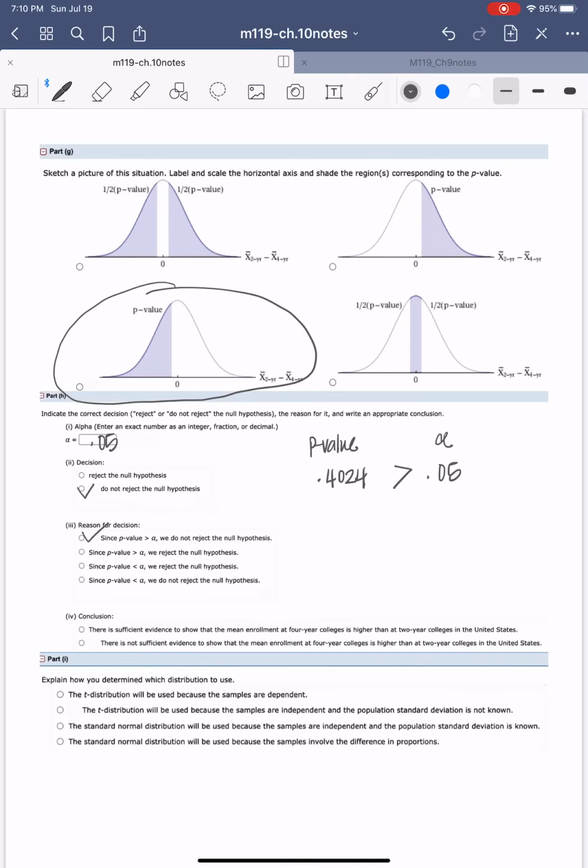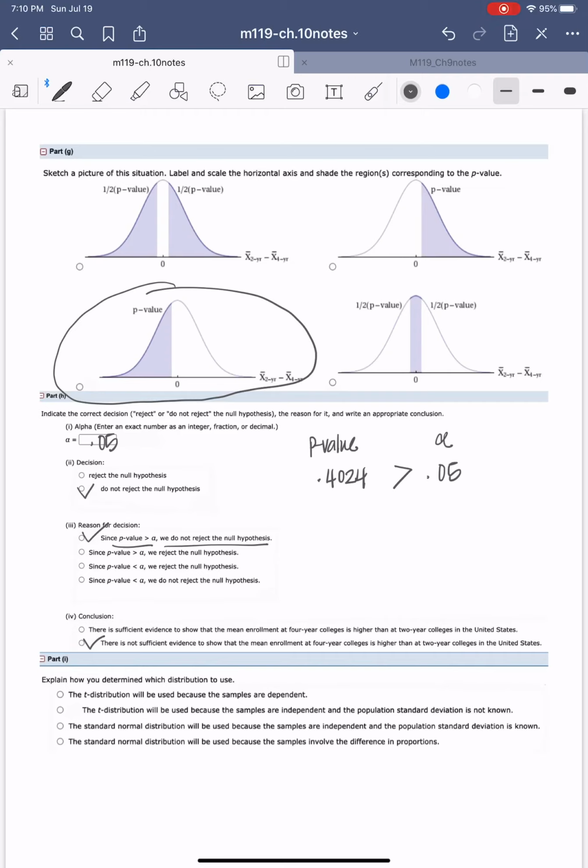Because p-value was greater than alpha, we do not reject the null hypothesis. So the conclusion will be there is not sufficient evidence to show the mean enrollment at 4-year college is higher than at 2-year college in the United States.